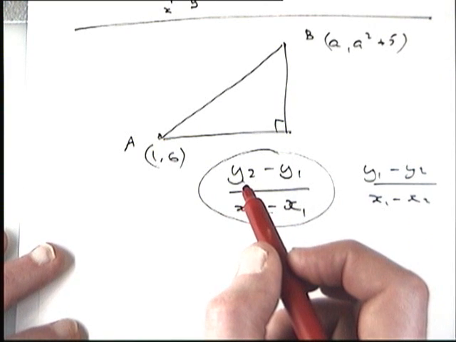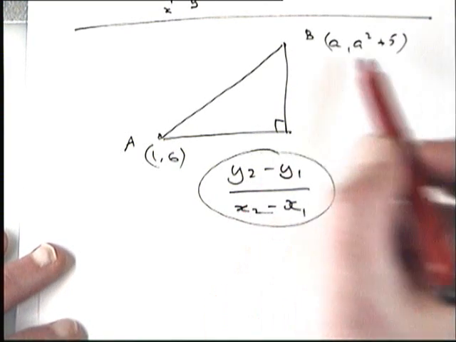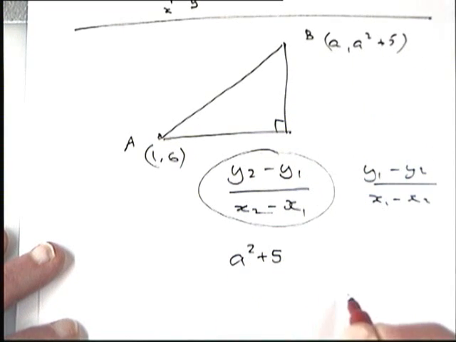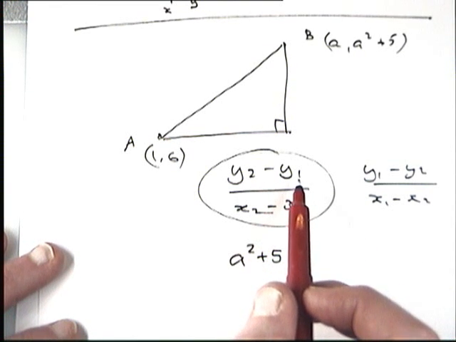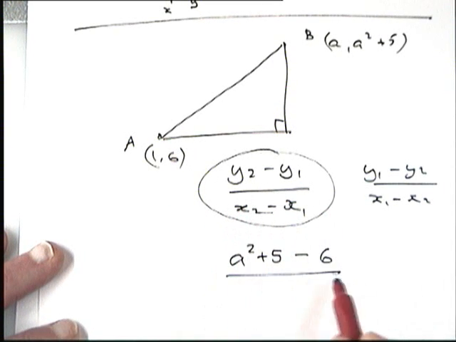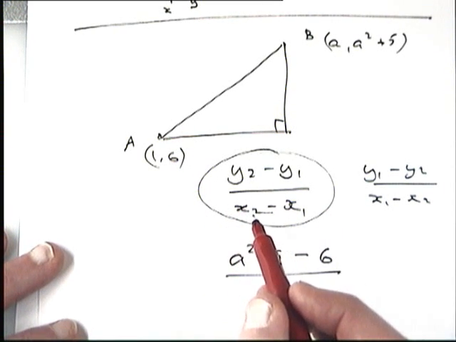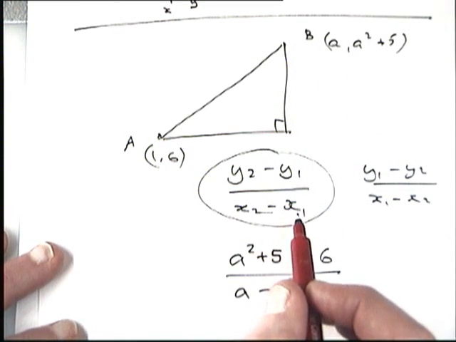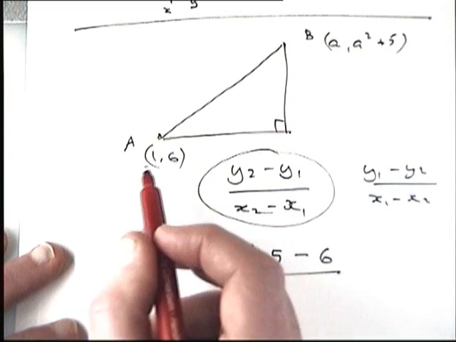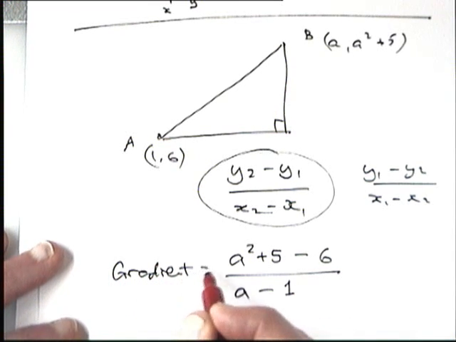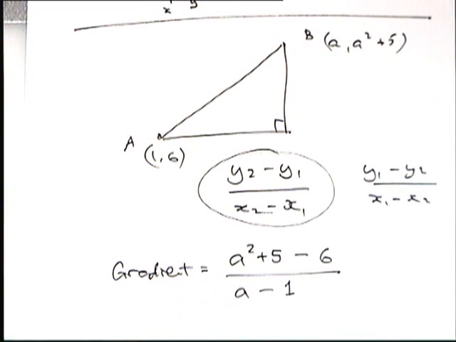y2 is the y coordinate of your second point. Well, this is my second point, and the y coordinate is a squared plus 5. From that I have to take away y1. That's the y coordinate of my first point, which is 6. And that's all divided by x2, which is the x coordinate of my second point, which is a. Take away x1, which is the x coordinate of my first point, which is 1. So that is the gradient.